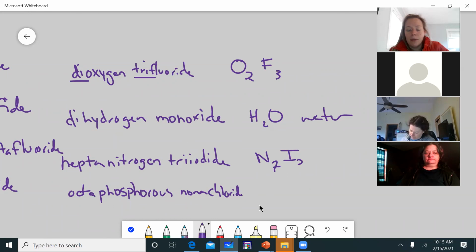Octaphosphorus nonachloride, big molecule here. So we've got phosphorus, octa being 8, chloride, which is chlorine, and we have nona, which is 9.